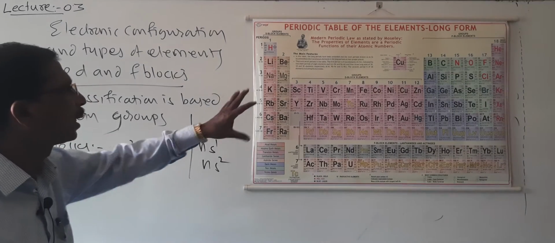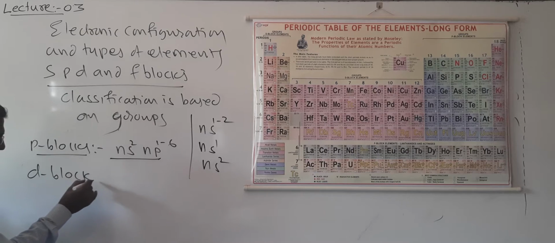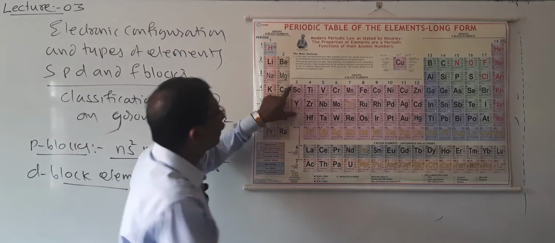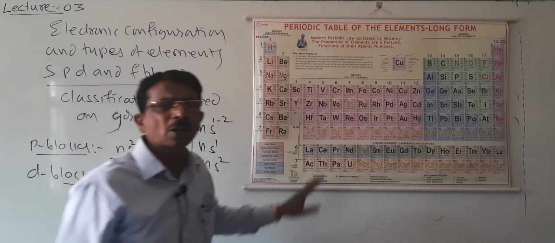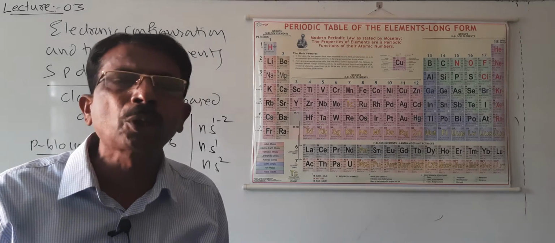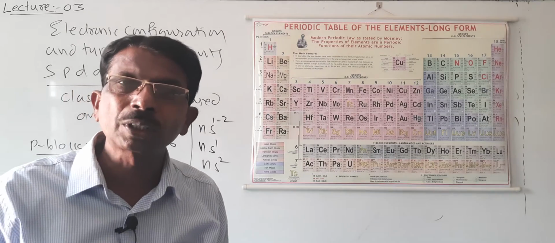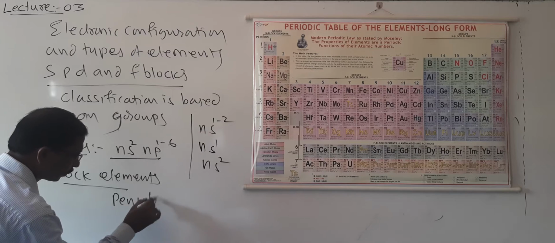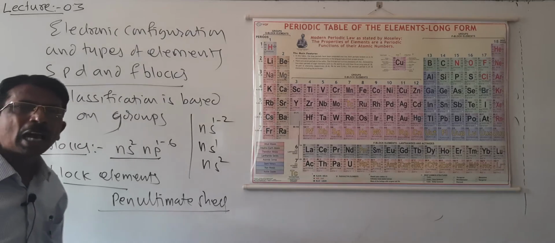This is about the P block elements, and the next one is the d block elements. Look here, students, the middle block, which begins from scandium, groups 3 to 12. The middle pink colored part is called the d block elements. Here the differentiating electron enters the d orbital of the penultimate shell. Look here, students, penultimate shell. Penultimate means what? Penultimate shell, last but one.